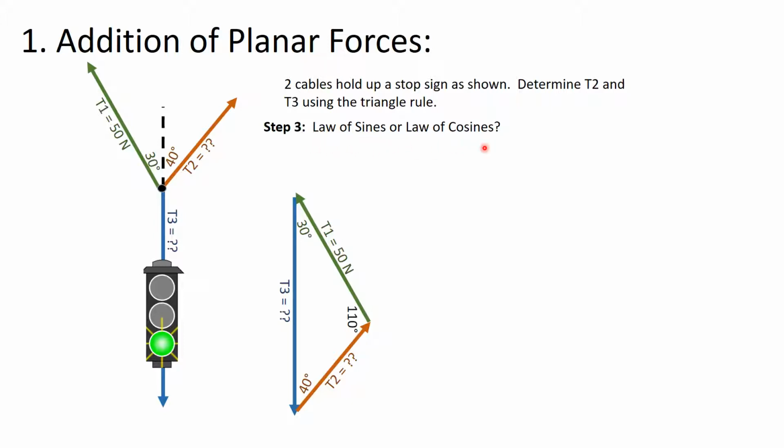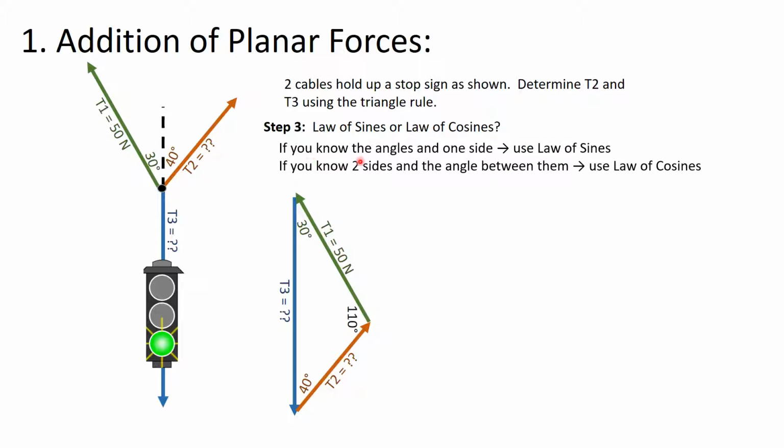And the most commonly used laws are going to be the law of sines and the law of cosines. If you know all of the angles and just one of the sides, that's going to be easiest to solve with the law of sines. If you know two sides and the angle between those two sides, that's going to be the law of cosines. So in our case, we know one side, all the angles. Let's use the law of sines.